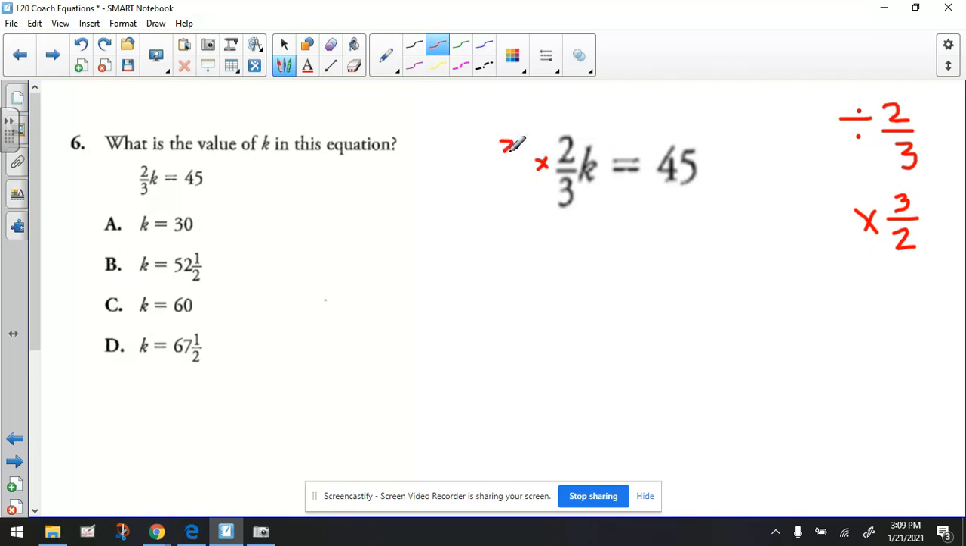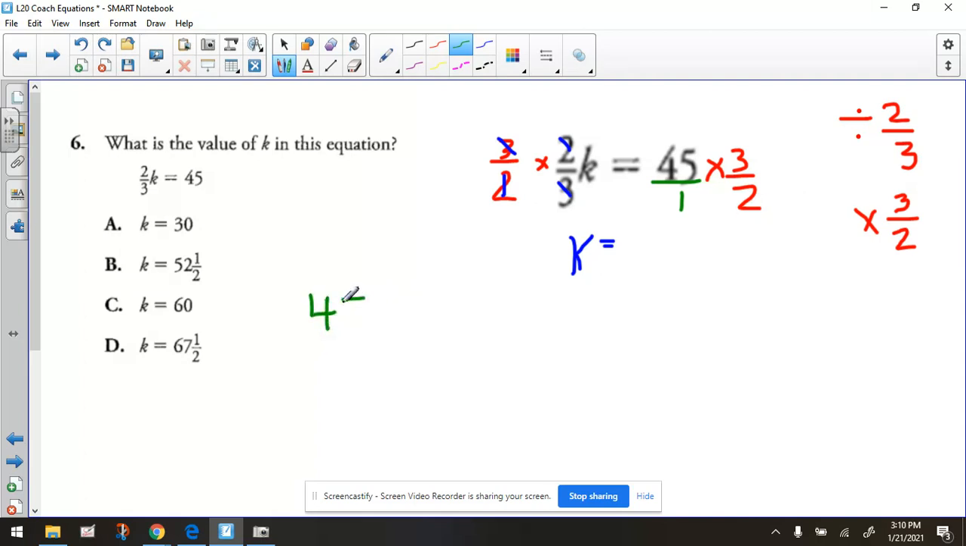And whatever you do to one side of the equation, you have to do it to the other side of the equation. Remember, we want to use our equality properties. All right, so what happens to all this stuff? This all cancels out, right? Divide by 3, divide by 2, you get 1. 1 times 1 is 1 times 1 is 1, and if we do 1 times k, we get k. The only thing left we have to do over here is just find what 45 times 3 is, and then divide it by 2.